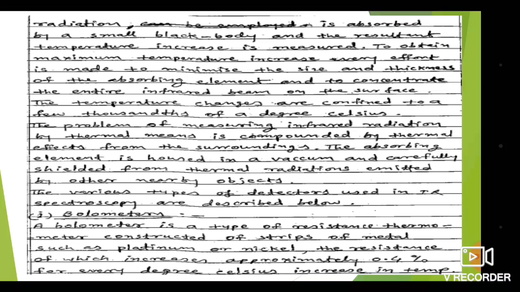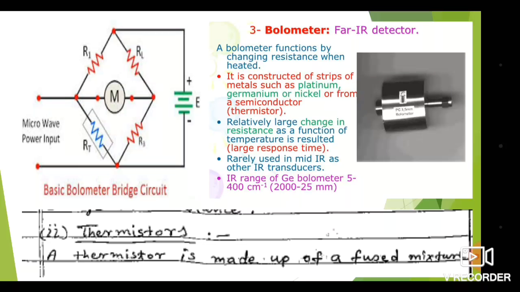The bolometer is a type of resistance thermometer. It is constructed of strips of metal, such as platinum or nickel, and the resistance increases approximately 0.4% for every degree Celsius increase in temperature. If we increase the temperature by 1 degree Celsius, there is a 0.4% increase in the resistance. So this is about the bolometer.